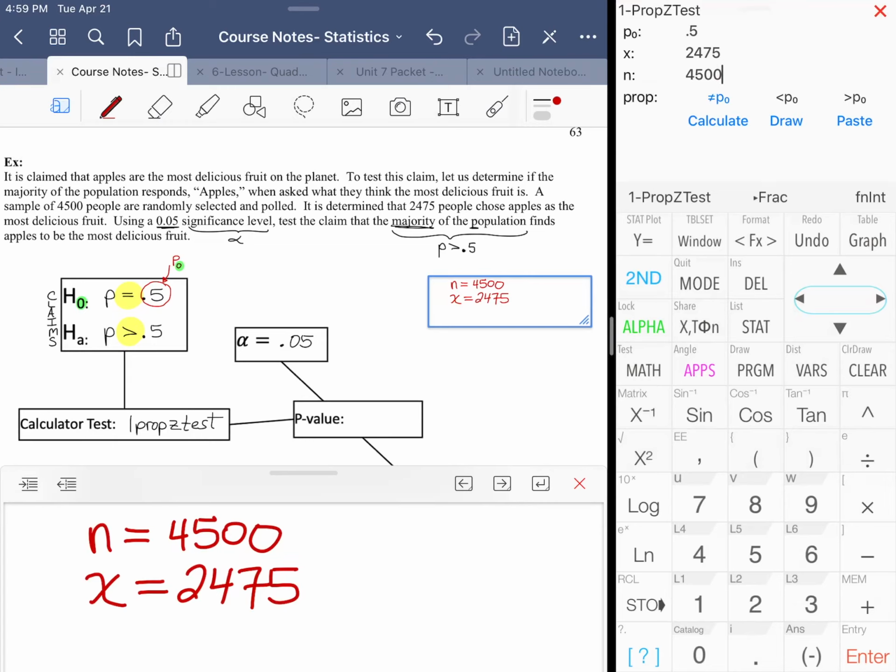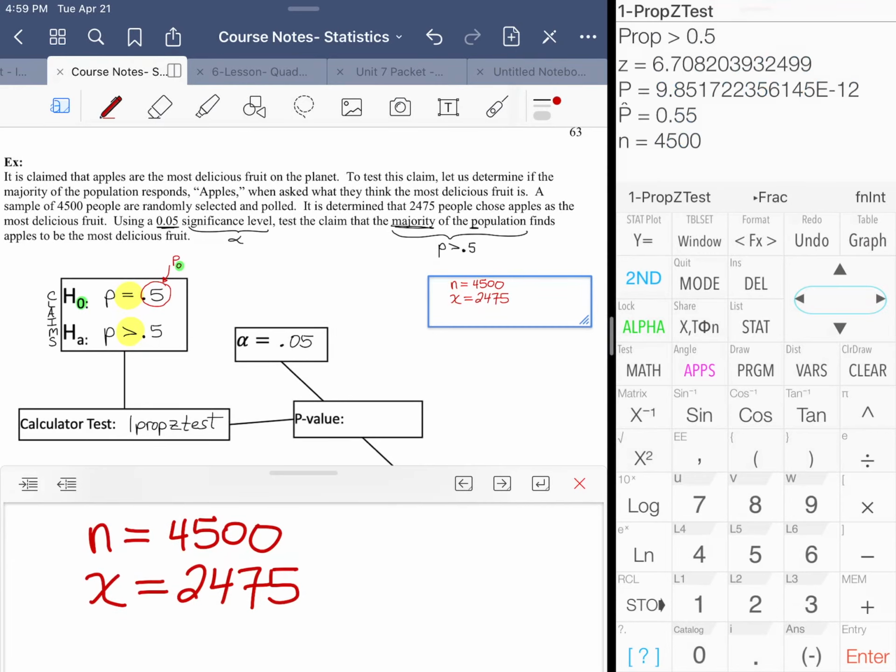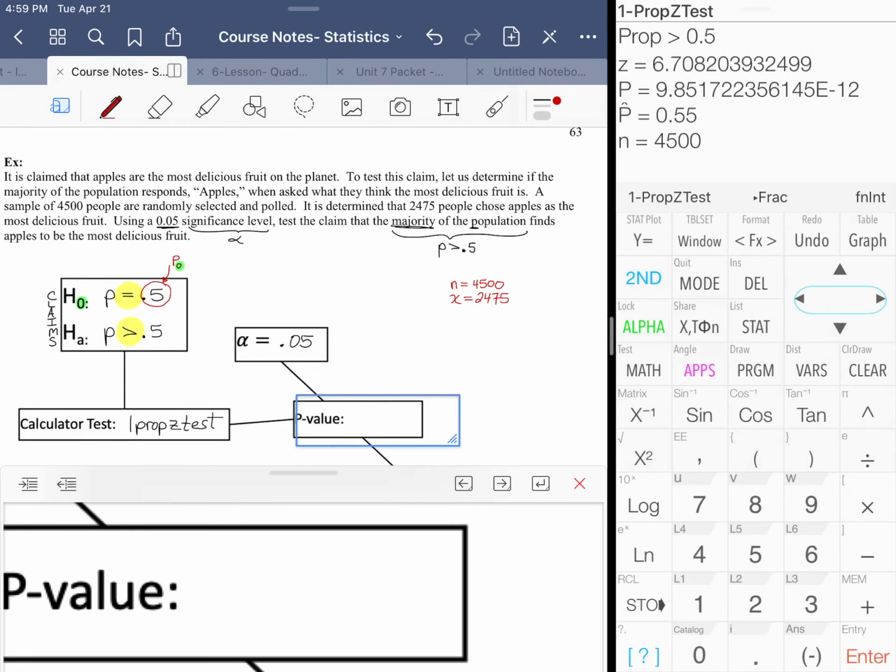The alternative hypothesis for our purposes is only there to give us an idea of what to plug in for that last row, the prop row. I want a greater than P0. So my alternative has a greater than symbol. We hit calculate, and it gives us lots and lots of information. The key piece of information that I want is the P. Now, you're like, which P? The P with the little hat on it? Just the P? Is that the same as the P initially, or in the null and alternative hypotheses?